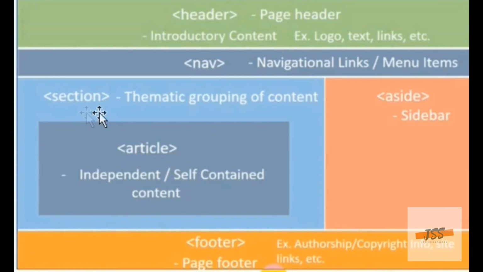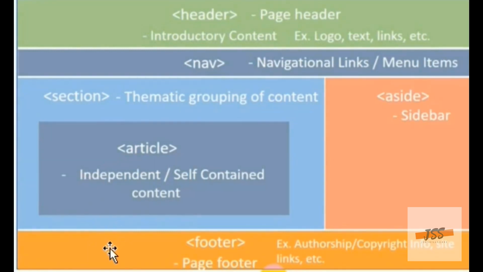There can be many sections. Let's say there is one section of the services that the website is providing, and the other section is about the customer reviews where customers can give their opinions. Then we have the article tag, which is used for independent and self-contained content, which means that the content can be read independently from the rest of the website. I will elaborate this with an example.